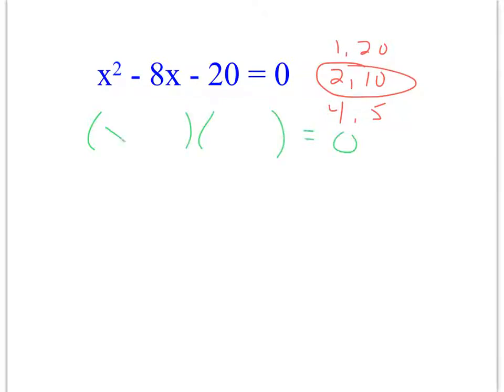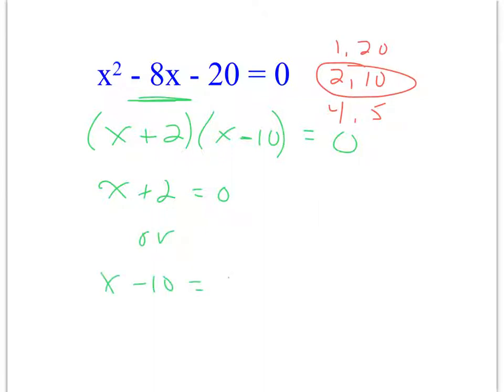I have x and x. I got 10 and 2. And because my b term is negative, I'm going to do minus 10 and plus 2. So now I know that x plus 2 is equal to 0, or x minus 10 is equal to 0. And solving both of those equations for x, I get x equals negative 2, or x equals positive 10.